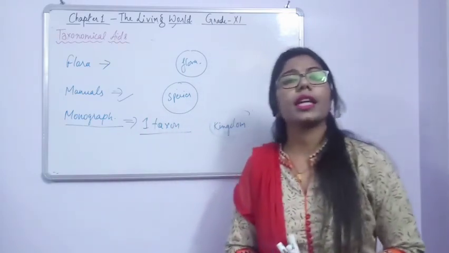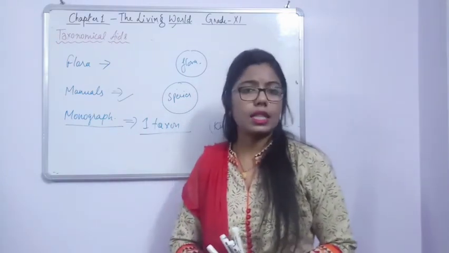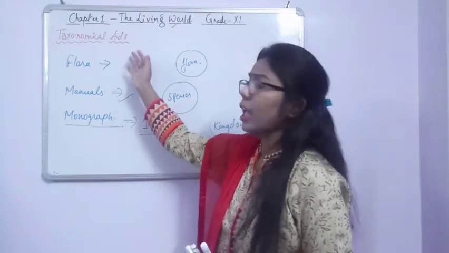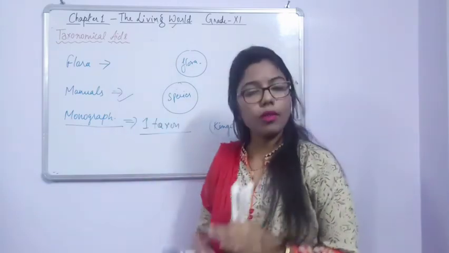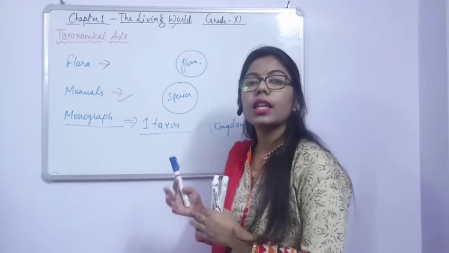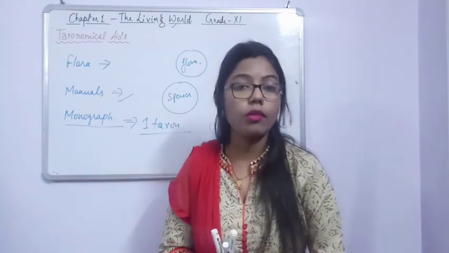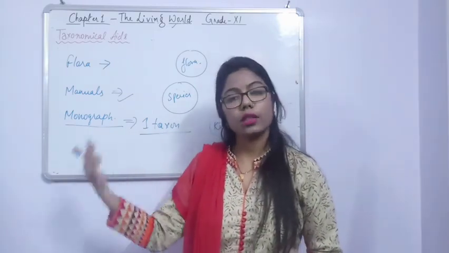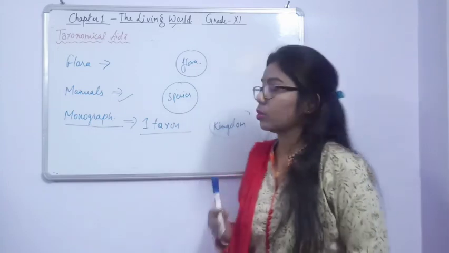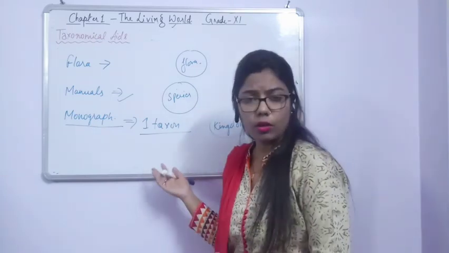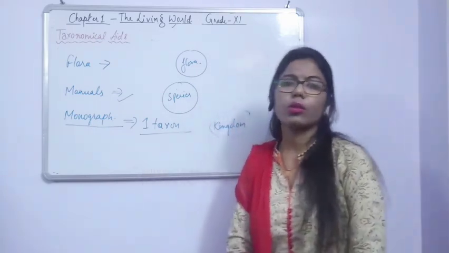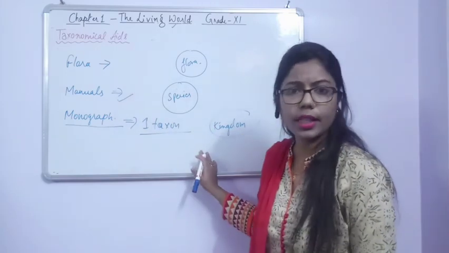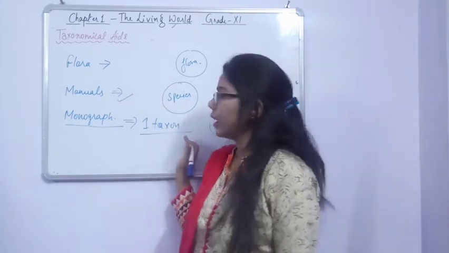These taxonomical aids are very important for classification, because with the help of these we can preserve our material as well as our information for our generations, so that they can take advantage of these things. Fine. So for today that much is enough, and thank you.